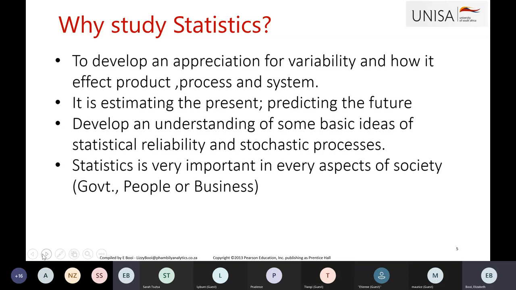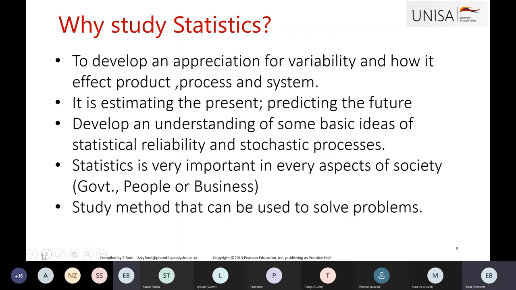Also, the government is using statistics as well. Like, we have Statistics South Africa, where they do surveys and they analyze the data and they present all those. And we also see that the police minister also uses the crime statistics. They report on that, the accident statistics, they report on those things. So statistics is everywhere. We use it on a daily basis as well.